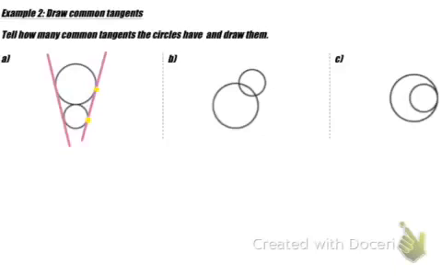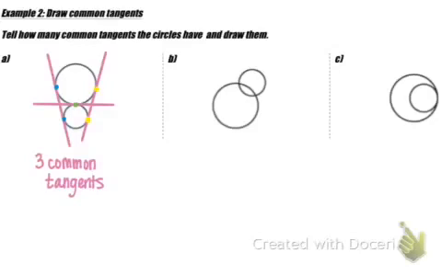We have another common tangent on the other side, and finally one more common tangent in the middle where it intersects the two circles at the same point. So total in these two circles we have 3 common tangents.